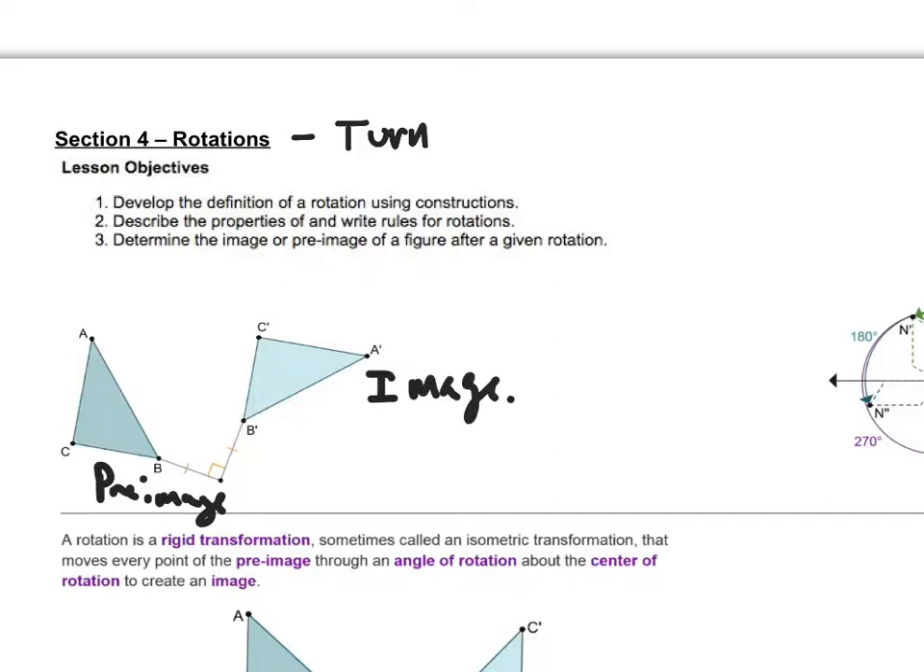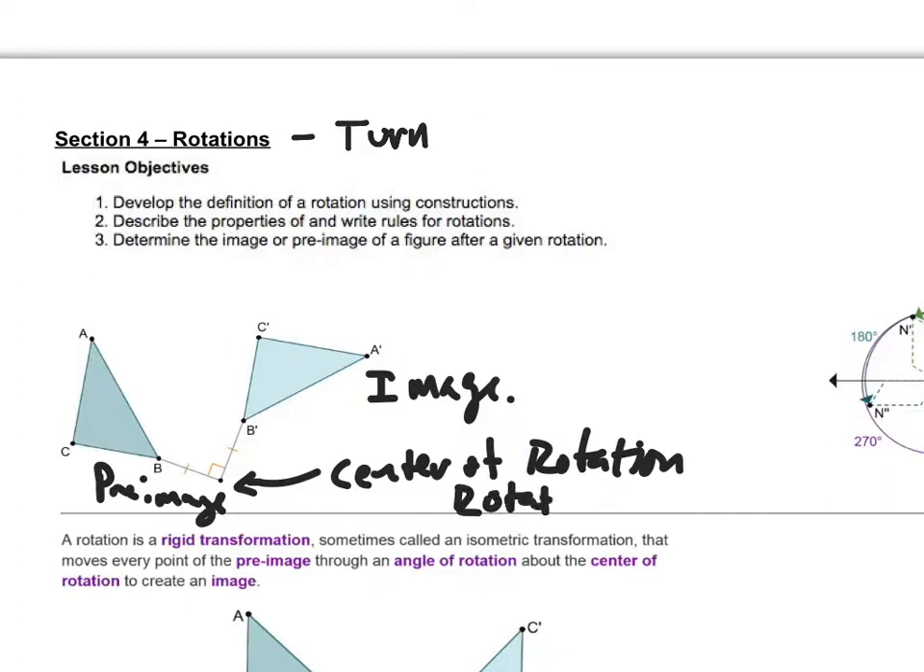What I'm thinking about here is taking this image and rotating it about the center of rotation here. We rotated this 90 degrees, and we went from here to here. So we actually went clockwise. So rotated 90 degrees clockwise.